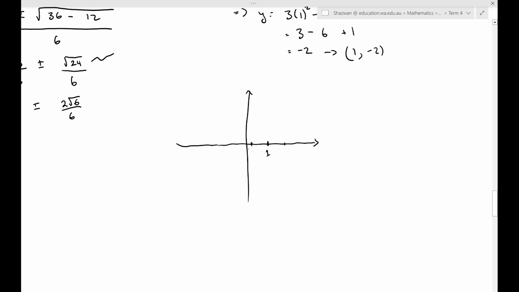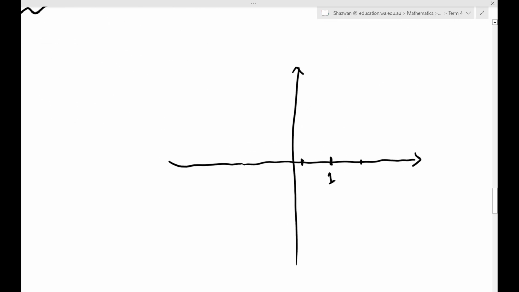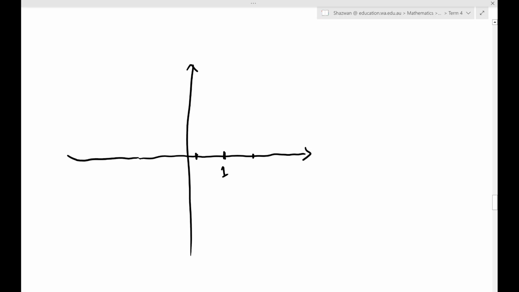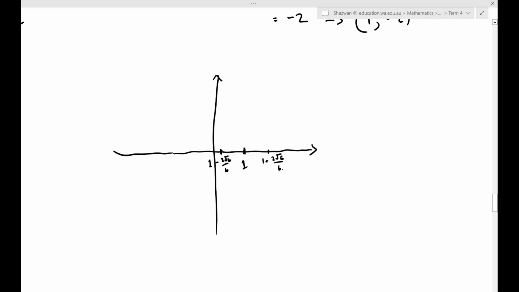But it's important that we're making sure we're putting our roots where they're supposed to be. So if I've got an estimate of this value being about 0.8, I know that 1 minus 0.8 is still going to be in a positive x domain. So this is going to be 1 subtract 2 root 6 on 6. This is going to be 1 plus 2 root 6 on 6. What I'd prefer you guys doing is simplifying that on your calculator and then giving me this as a decimal point. Unless, of course, it's non-calc, then just do what I've done here.